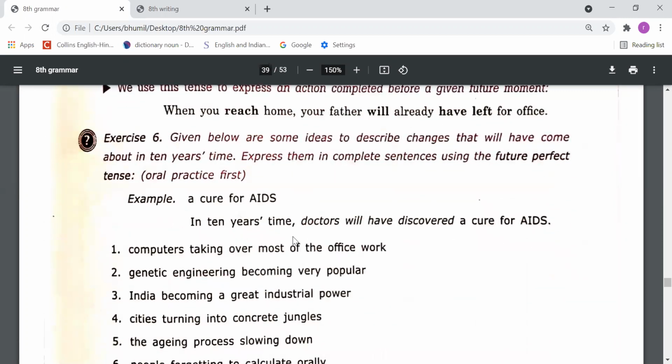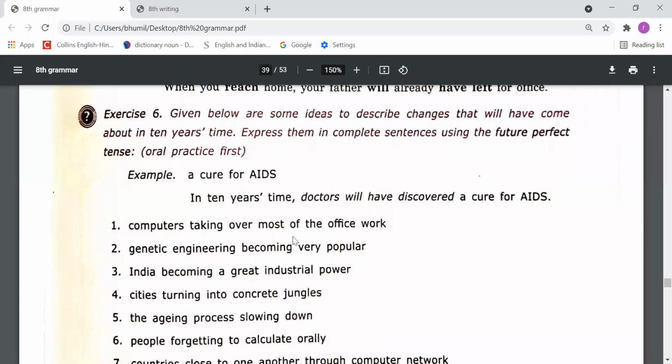Exercise number 6. Given below are some ideas to describe changes that will have come about in 10 years' time. Express them in complete sentences using the future perfect tense for oral practice. So this exercise you have to do for oral practice. Some ideas have been written here which will happen in the future.